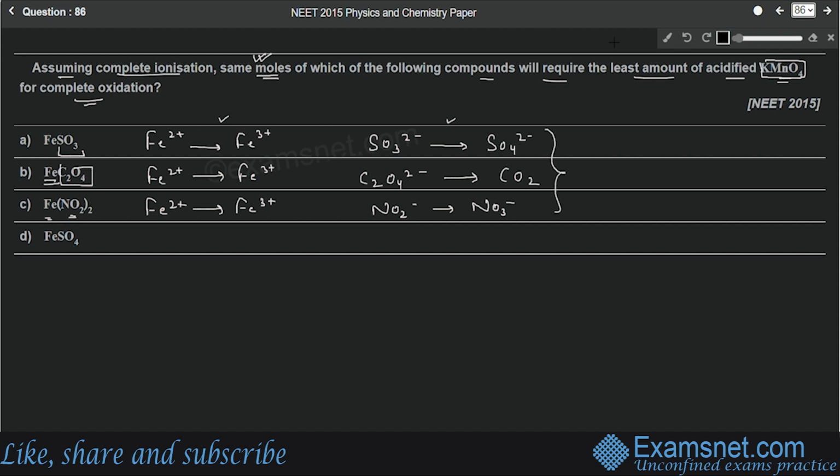Okay, now in the last one, Fe2+ is getting converted into Fe3+. So this part is same. The first part is same for all. Only the second part varies. And the other part is sulfate. So this is SO4 2-. Now it will not undergo oxidation because here the sulfur is already in its maximum oxidation state, that is +6 oxidation state. So it will not undergo further oxidation.